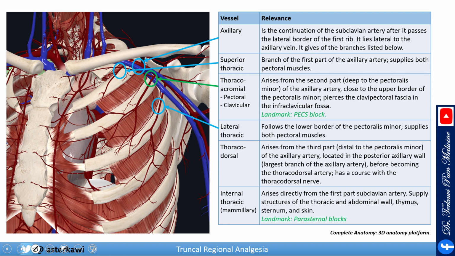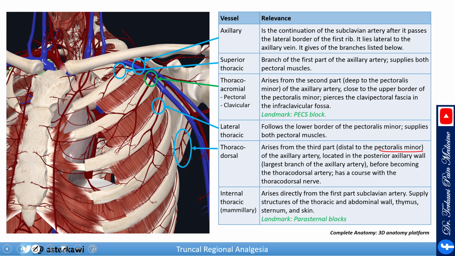Then after that you have the lateral thoracic, which follows the lower border of the pectoralis minor and supplies both pectoralis muscles. Then just lateral to that you have the thoracodorsal, which arises from the third part of the axillary artery, distal to the pectoralis minor. So the way we say first part, second part, and third part is all in relation to the pectoralis minor. Distal to pectoralis minor is the third part.